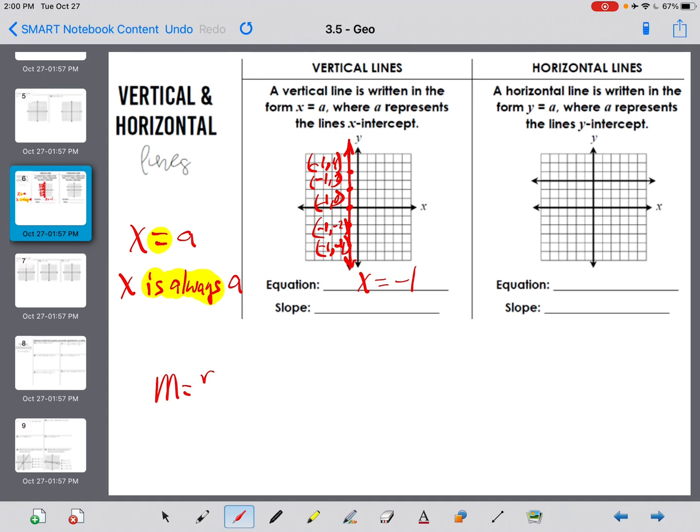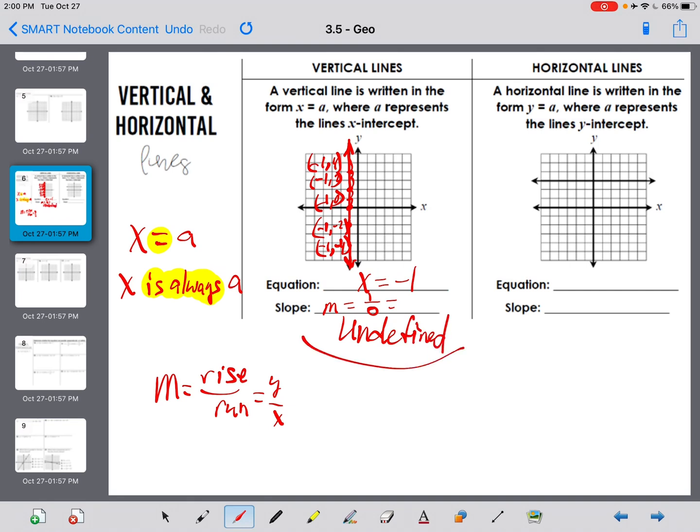Now, slope is an interesting deal here. Remember, slope is rise over run, y on top, x on bottom. So we're going up constantly, right? So we could say that the slope is m equals 1 over, and then we don't go any left or right. So that's undefined. Vertical lines are always going to be an undefined slope.